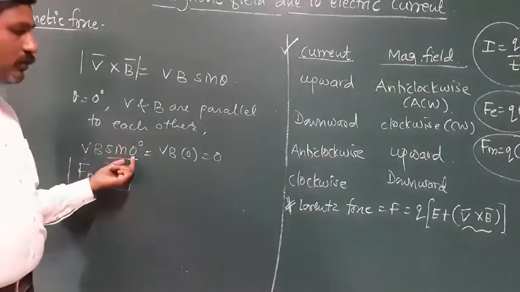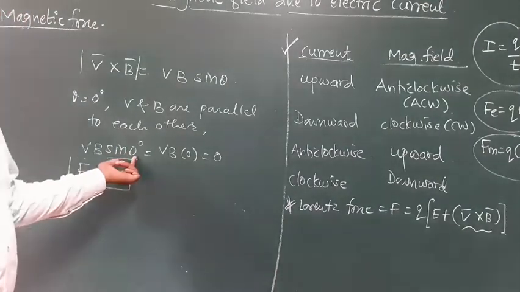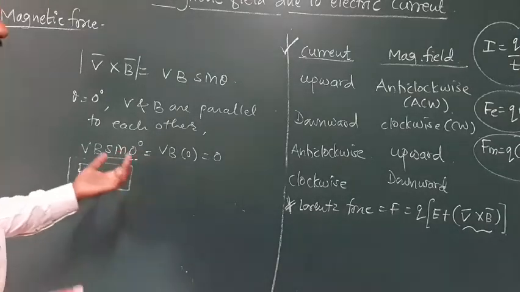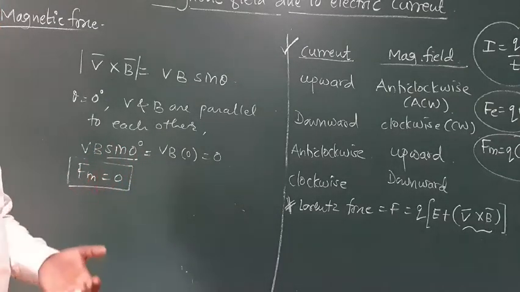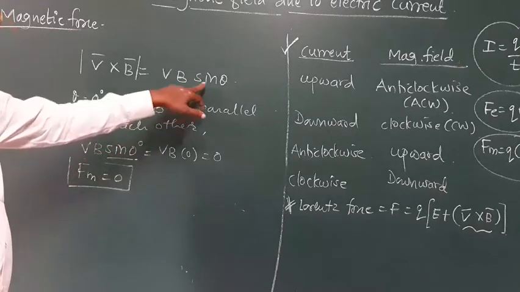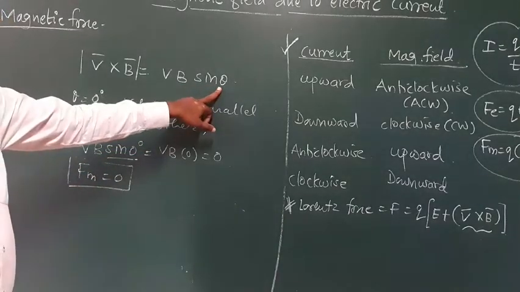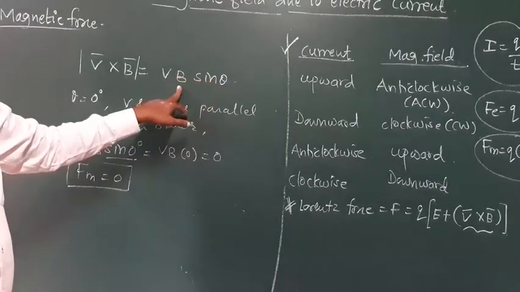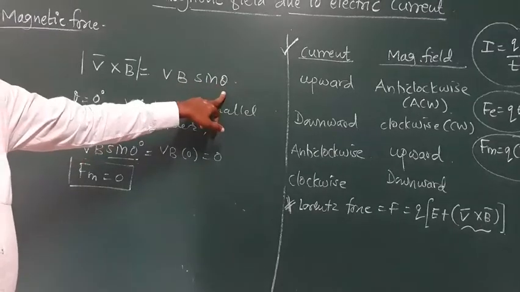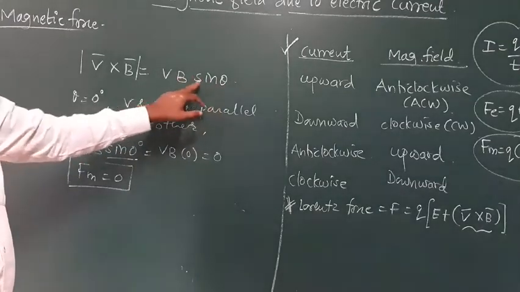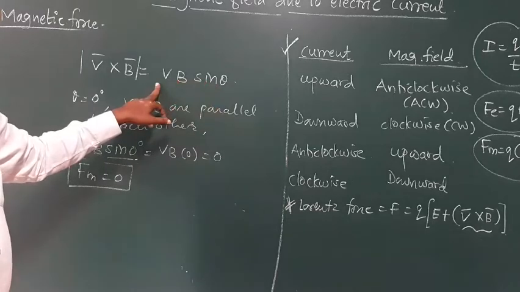If instead of 0 degree, any other angle is there, suppose the angle is 30 degree, 60 degree, 90 degree, then it doesn't matter. We have exact values of sine theta. Sine 30 is 1 by 2, then it becomes vB by 2. Then sine of 60 degree is root 3 by 2. Sine of 90 degree is 1, that is vB.